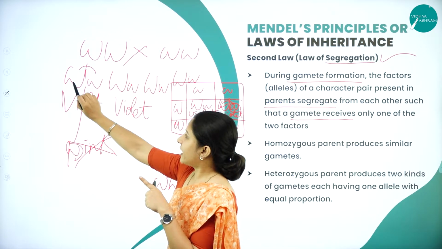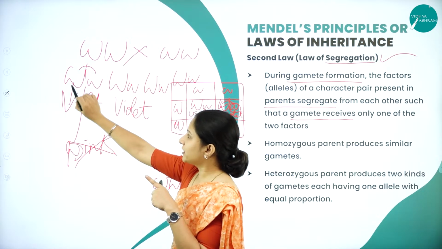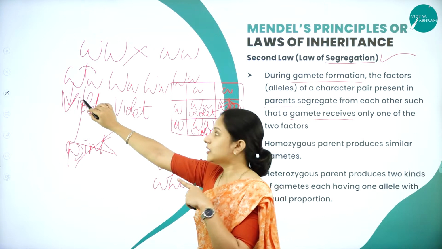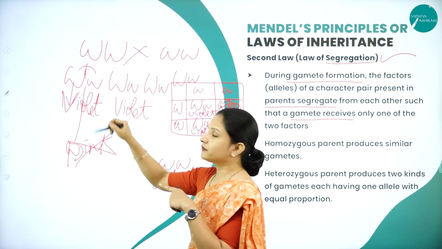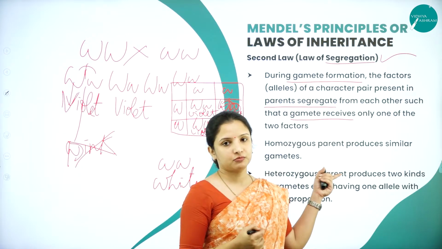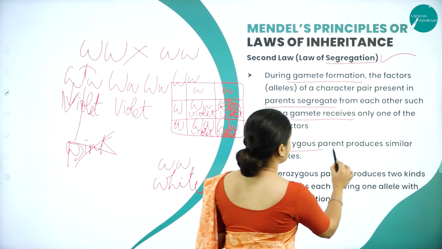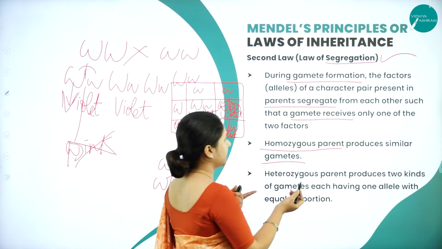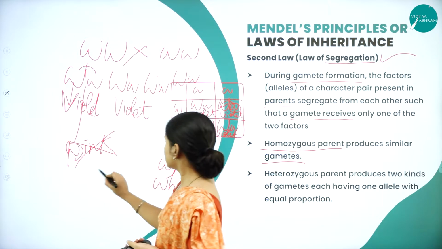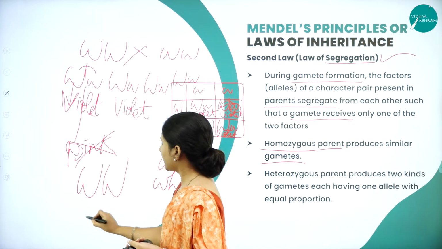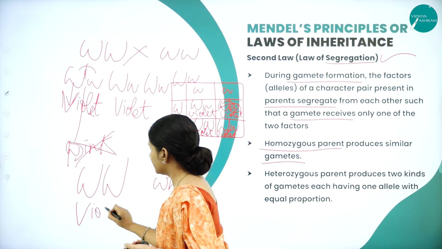Here, only one factor is received, the dominant factor, and the parent plant produced violet color. They did not mix up to form a pink color. So, that is what is meant according to the law of segregation. And homozygous parents produce similar gametes. If it is dominant homozygous, the progeny will be violet itself.